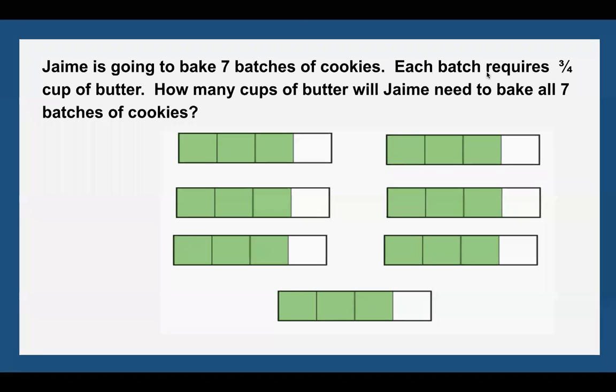All right, let's analyze this task. Jaime is going to bake 7 batches of cookies. Each batch requires 3/4 cup of butter. How many cups of butter will Jaime need to bake all 7 batches of cookies?